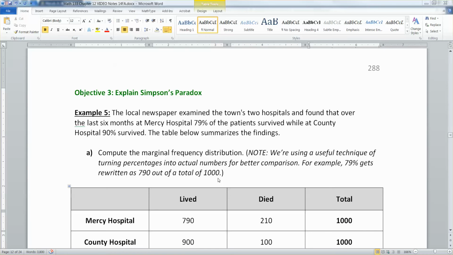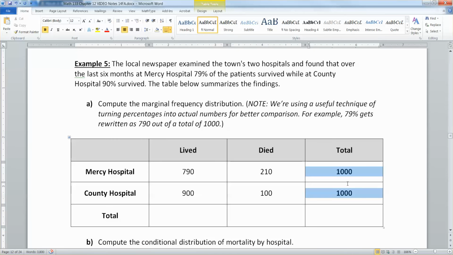All right, so we're going to compute the marginal frequency distribution, which means we're going to find these marginal frequencies over here. This is a really, really common technique. Rather than using the percentages, we make it out of 1,000. So 79% out of 1,000 would be 790 survive and 210 die. When you're faced with percentages and you want a better understanding of them, it sometimes really helps to make a table like this so that it adds up to 1,000 for each particular row.